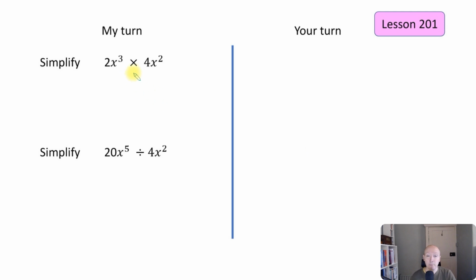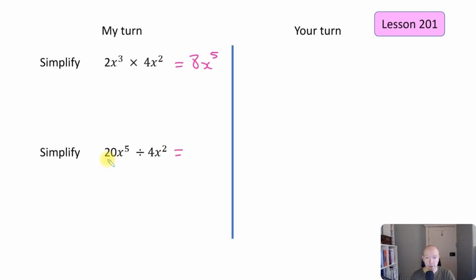Okay, now back to simplifying by multiplying. So in this case, what we're going to do is first of all multiply the known numbers, the 2 and the 4. So 2 times 4 is 8. And then we're going to multiply the x cubed by the x squared. And to do that, we're not going to multiply, we're going to add. Remember, when you're multiplying powers of the same thing, you add the powers. So x to the power of 3 plus 2 is 5.